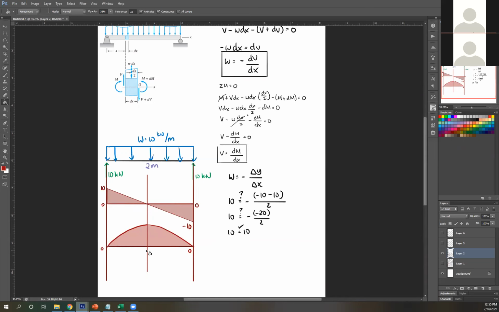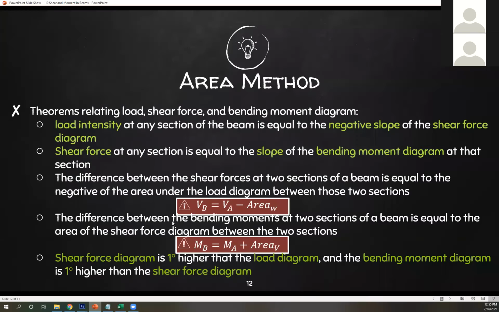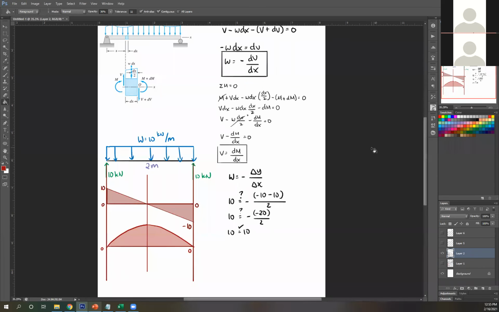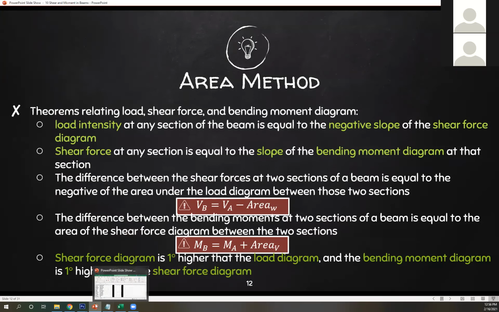So let's say you don't know how to get the slope of a parabolic line, a parabola. Instead of using this theorem, let's use this. So VB equals VA minus area of W. Okay, so let's try. What if I want to take this point? Let's call this point B. I want to know the shear force at point B, so it's at this end. So let's say VB equals VA minus area of your load diagram.